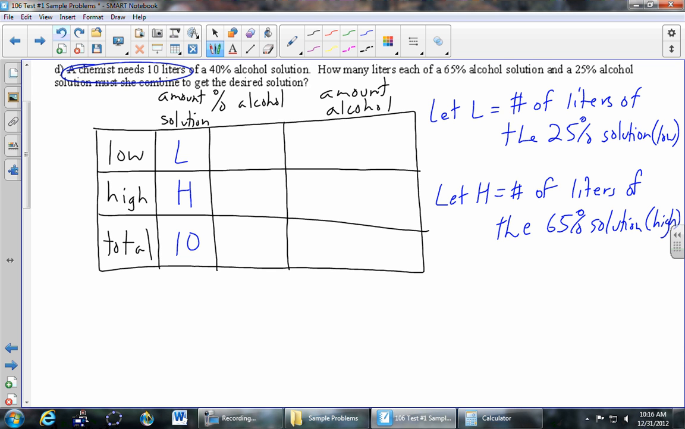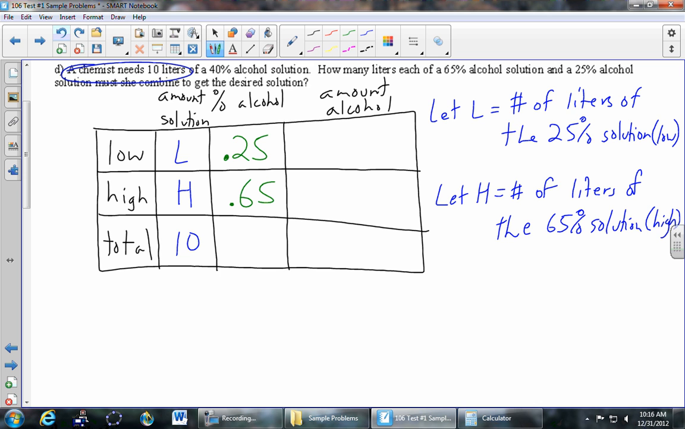Next column, percent of alcohol. This is the easiest one to fill in. What percent do we have for low? It's 25. But if I just put 25 there, I've actually made a mistake. Remember, we always want to convert our percentages into decimals. So 25% is really 0.25. What percent do we have for the high? That's 65%, but again, write a decimal.